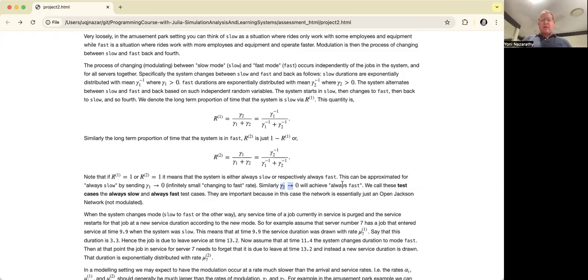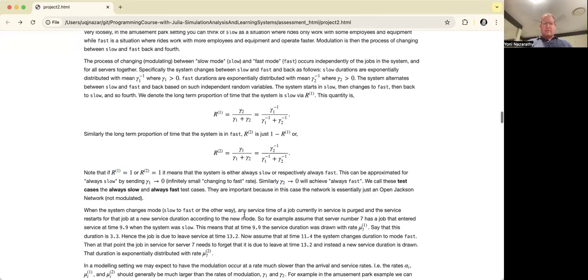So then you actually have two interesting test cases, because in these cases, what you have is that the system is not a modulated Jackson network. It's just a Jackson network, right? So you will use these test cases for testing the system, because for Jackson networks, there are explicit results. For modulated Jackson networks, we don't really have explicit results. Okay, and that's why you're doing the simulation.